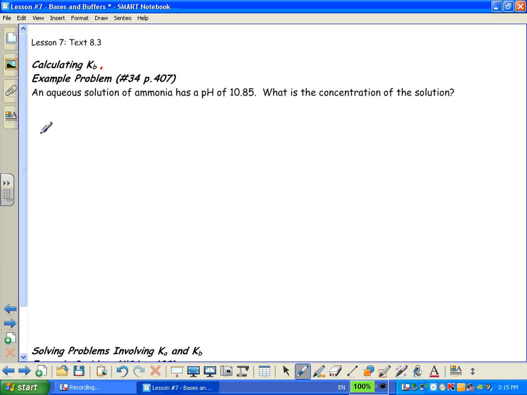So first, let's write out an equation. So ammonia is NH3. We're going to add water to that. You guys notice the trend now, right? That we always add water to the acid or the base. And if it's a base, we're going to have a proton acceptor. So it's going to accept that proton from the water. We're going to have NH4+. And then you're going to be left with those hydroxide ions, so OH-.